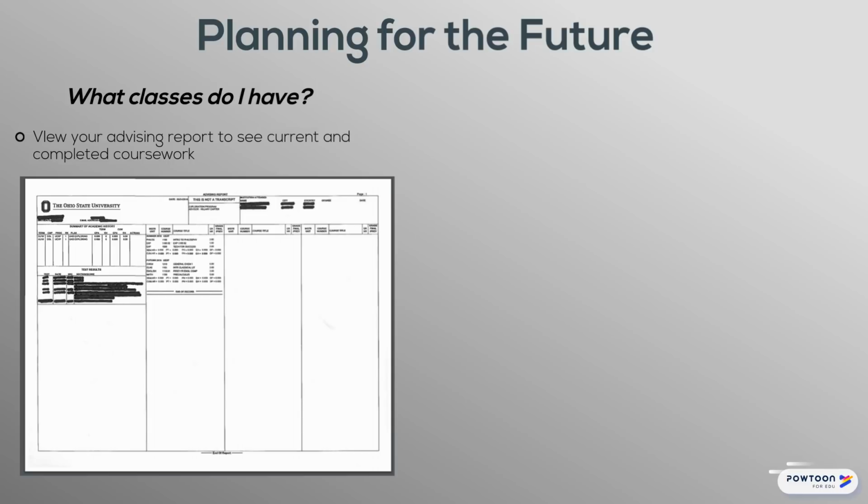buckeyelink.osu.edu. Go to the section called Enrollment and Academic History and click on Advising Report. Your advising report should open in a new window. If you have any technical issues, please call OIT at 614-688-HELP.